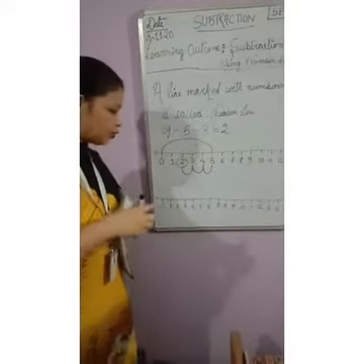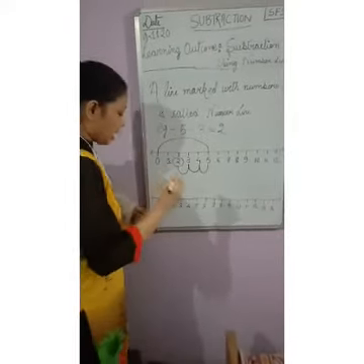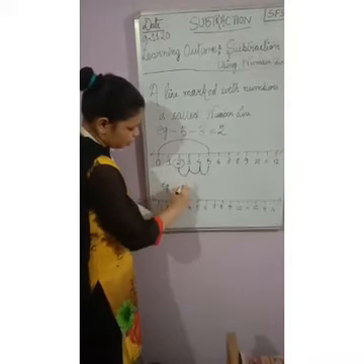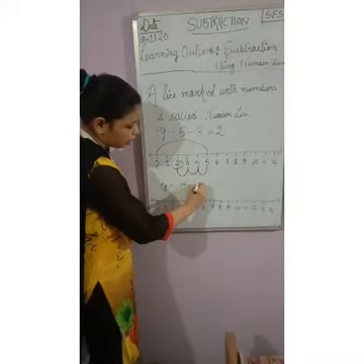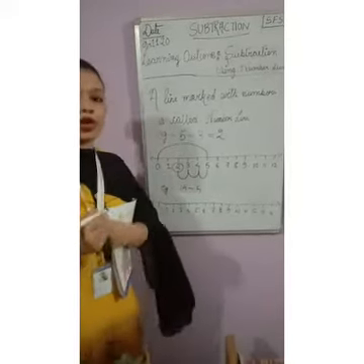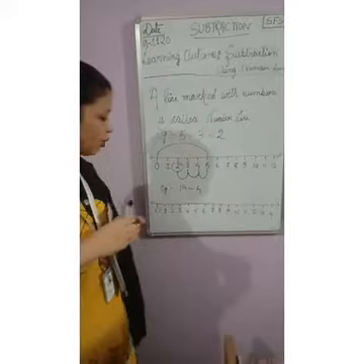Here I have taken a number line from 0 to 14. Now I have to subtract. Suppose I have to subtract 14 minus 5. What will I do?